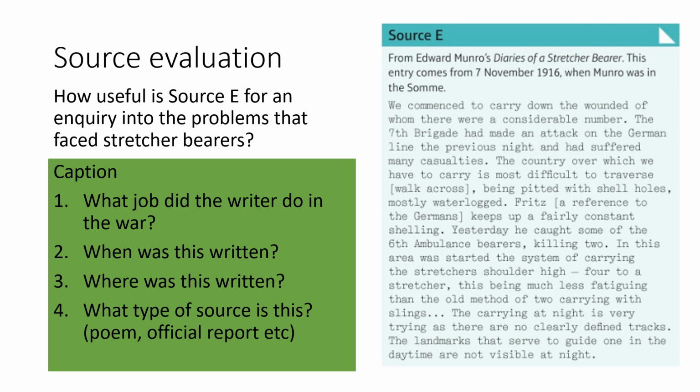We then need to look at the caption. That's the writing at the top before the actual writing by the stretcher bearer. So use this caption, which reads at the top, from Edward Munro's Diaries of a Stretcher Bearer. This entry comes from the 7th of November 1916, when Munro was in the Somme. Very straightforward questions. What job did he do? When was it written? Where? And what type of source is this? It tells you the answers to those in the caption. Pause the video and answer those questions.